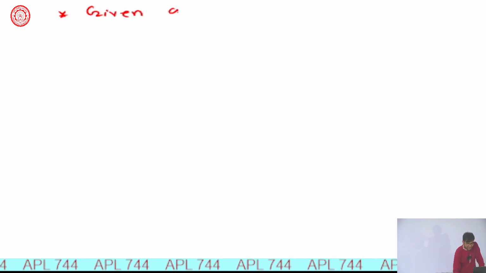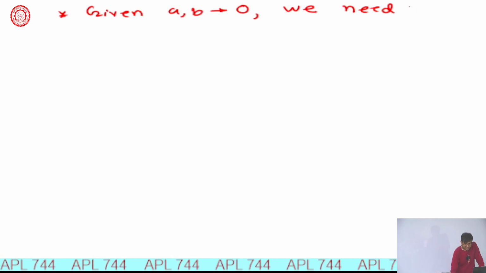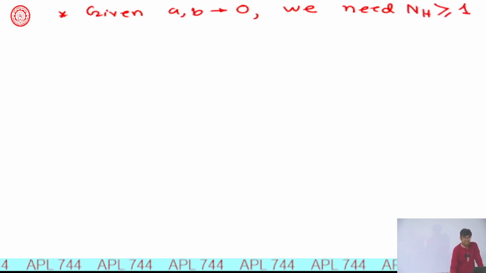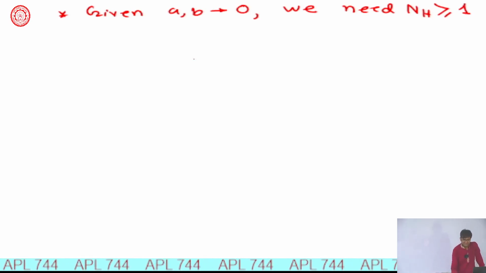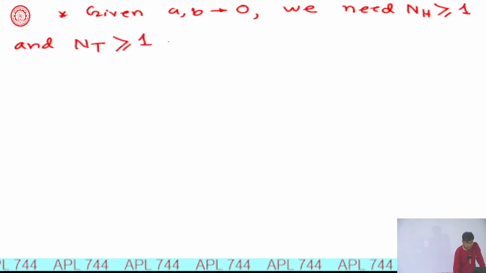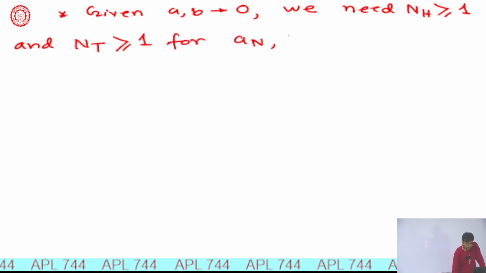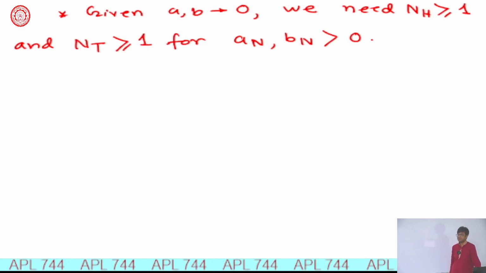So, therefore, given A comma B tends towards 0, we need NH greater than or equal to 1, and remember NH is an integer number of heads, it cannot be 1.5 or 0.5, you have either observed or not observed. We need NH greater than or equal to 1 and NT greater than or equal to 1, okay, for An comma Bn to be greater than 0. Okay. And only then your posterior will be proper.